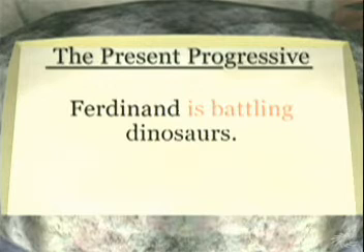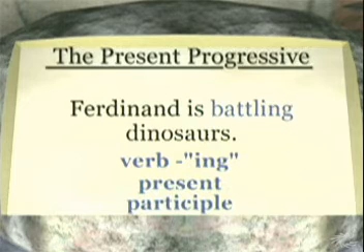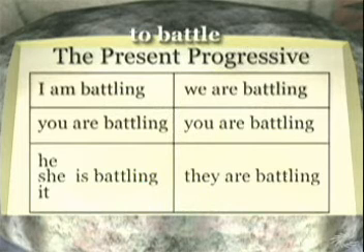So in English, to form the present progressive, we use a conjugated form of the verb to be as a helping verb. Then the main verb with an ing on the end, is battling. This ing form of the verb is called the present participle. So the English conjugation for to battle in the present progressive tense is I am battling, you are battling, he, she, it is battling, we are battling, you are battling, and they are battling. Spanish works pretty much the same way.